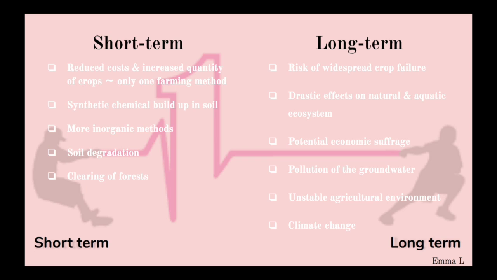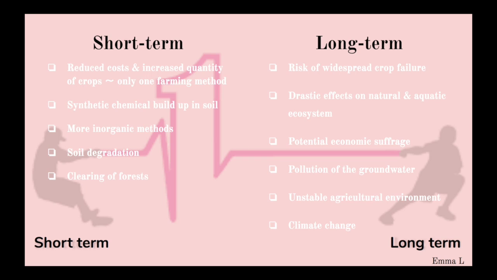Additionally, since there are inorganic methods being used, the crops would be less desirable than organic goods. Another short term would be that there would have to be clearing of forests to make room for these areas of monocropping.